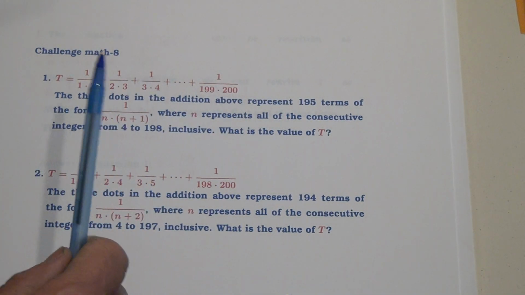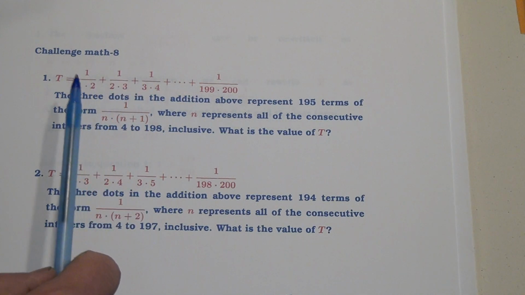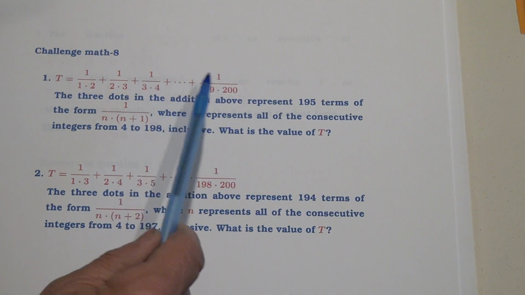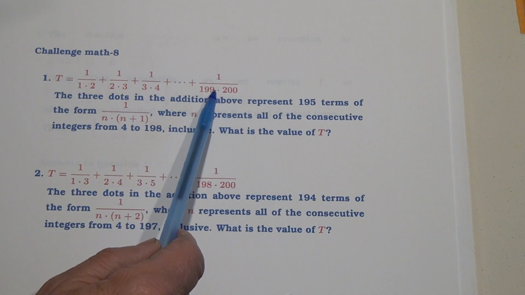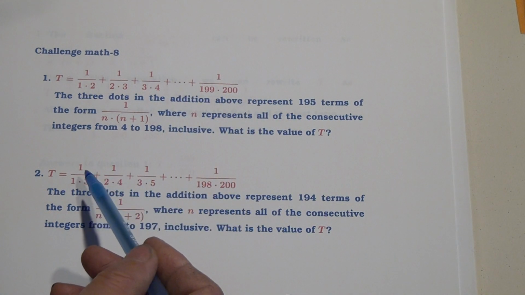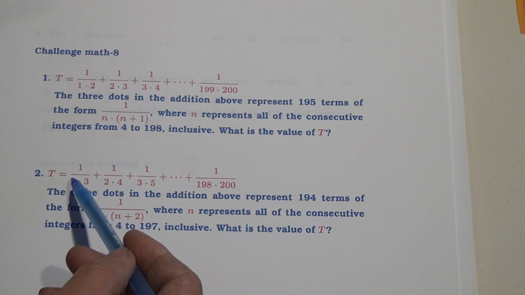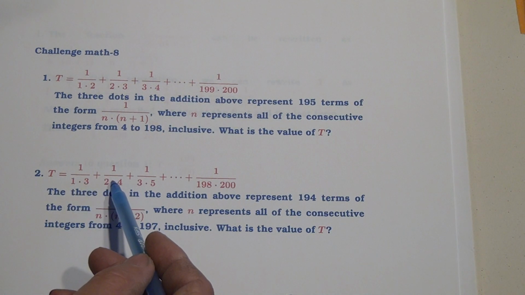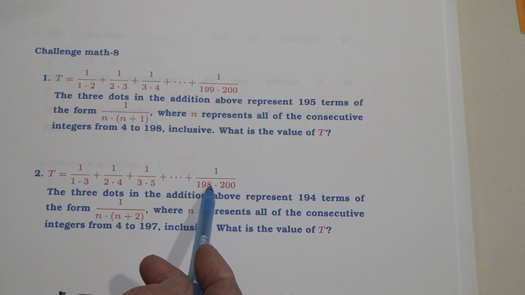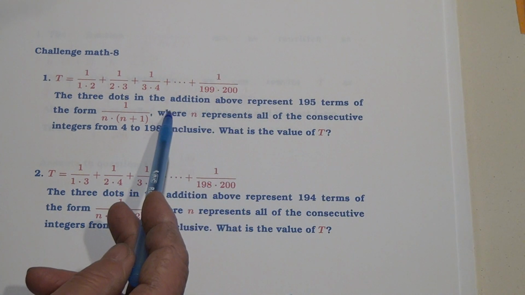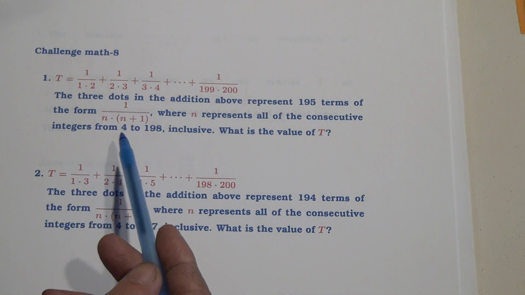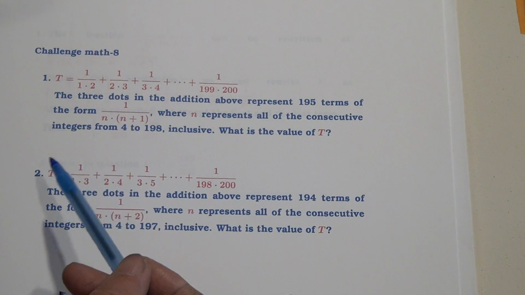Okay, number 1. What is the value of t given 1/(1 times 2) plus 1/(2 times 3) plus 1/(3 times 4) all the way up to 1/(199 times 200)? And then number 2, what is the value of t now for 1/(1 times 3) plus 1/(2 times 4) plus 1/(3 times 5) all the way up to 1/(198 times 200)? Okay. A little complicated, but you can do it. Once you find the pattern, it will be kind of simple.